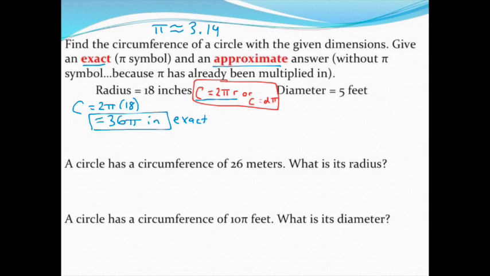Now, if I want to get an approximate answer, I'm going to use my wavy equal sign to show approximate. What I want to do is replace pi with a number. And we agreed in class that we're going to use about 3.14 for pi. So as soon as I've replaced the pi symbol with that number, I now have an approximate answer. If I do that multiplication, 36 times 3.14, I get approximately 113.04 inches. Both of those numbers are approximately the same thing. 36 pi and 113.04. They're about the same thing, just one is exact and one is approximate.